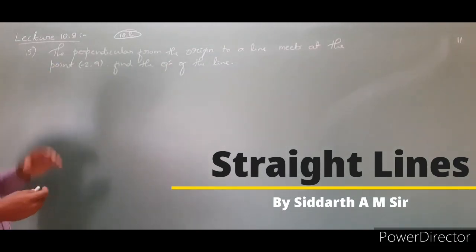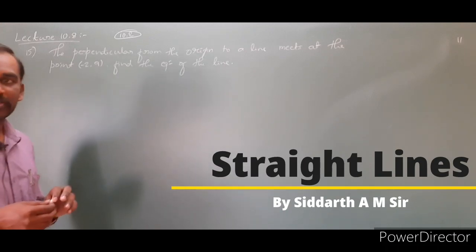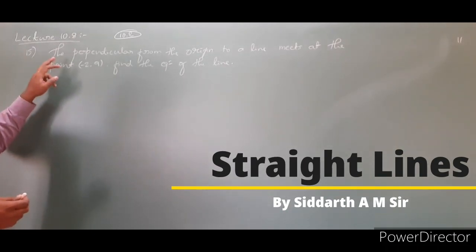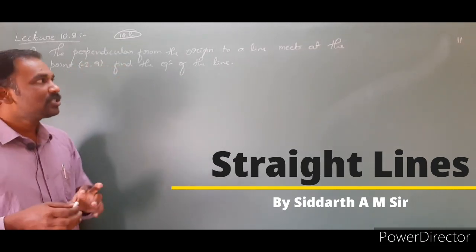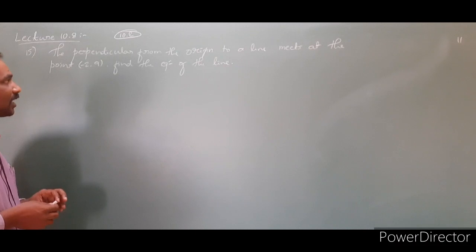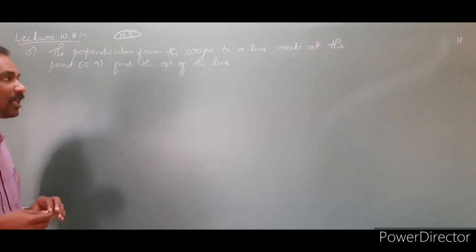Previously, up to 14 problems were solved. Today I have taken the 15th problem. The perpendicular from the origin to the line meets at the point (-2, 9). Find the equation of the line.